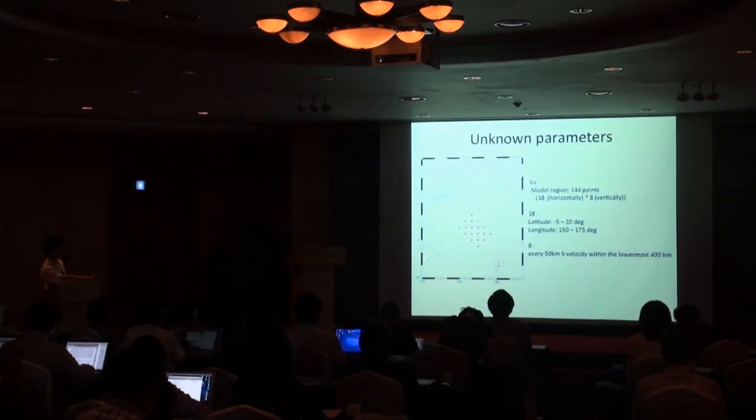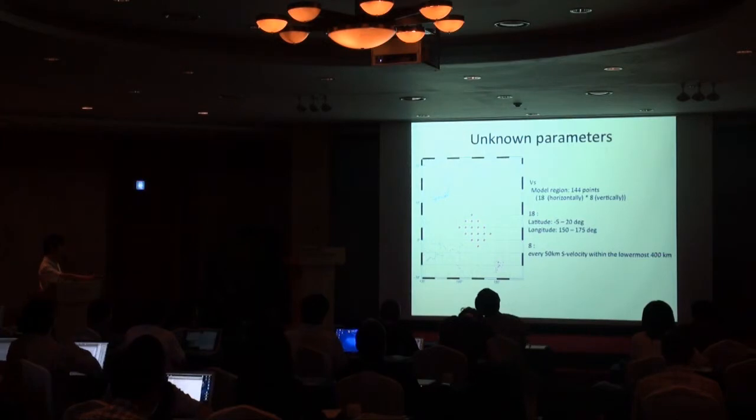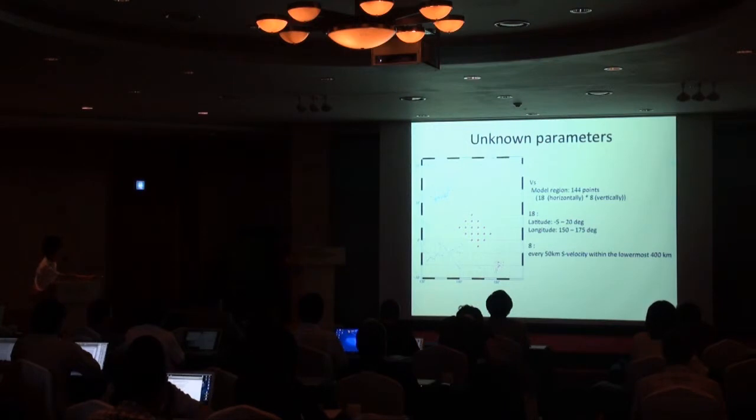These are the unknown parameters we set. We inverted for shear velocity at 18 points horizontally and 8 points vertically. So every 5 degrees in latitude and longitude, and 8 points every 50 kilometers within the lowermost 400 kilometers.